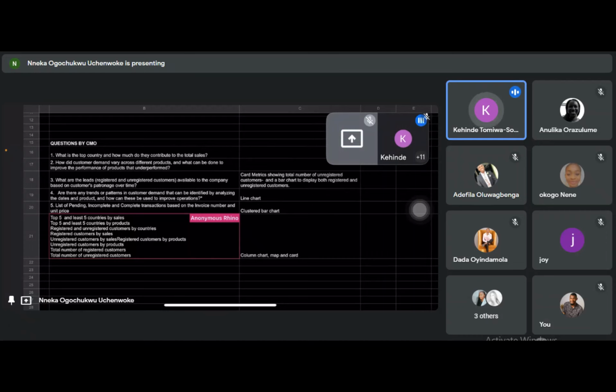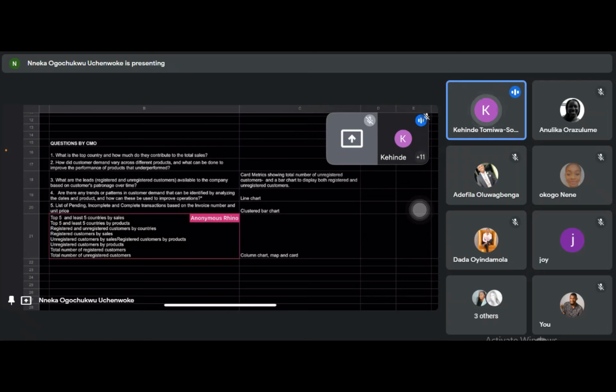Top five and list five countries by sales, top five and list by product, registered and unregistered customers by country, registered customers by sales, unregistered customer by sales, registered customer by product, unregistered customer by product, then total number of registered customers, total number of unregistered customers. So column chart, map, and card. So we want you to look at this and give us your own opinion about it. Thanks a lot.